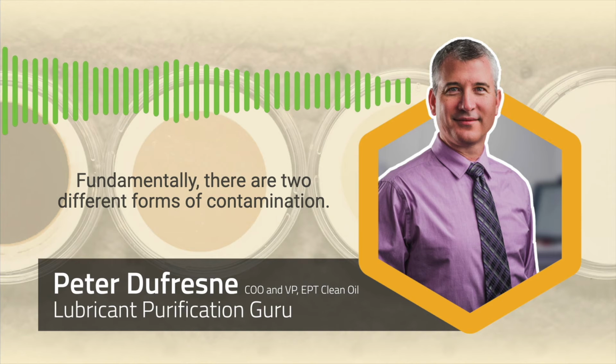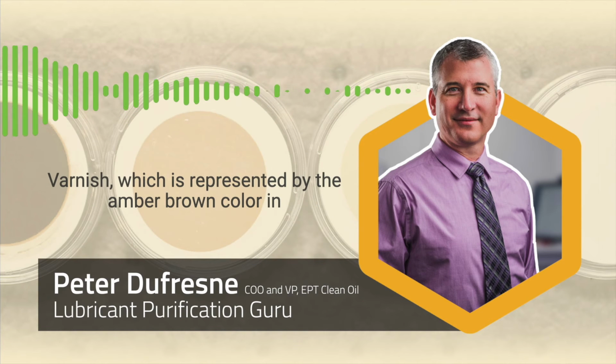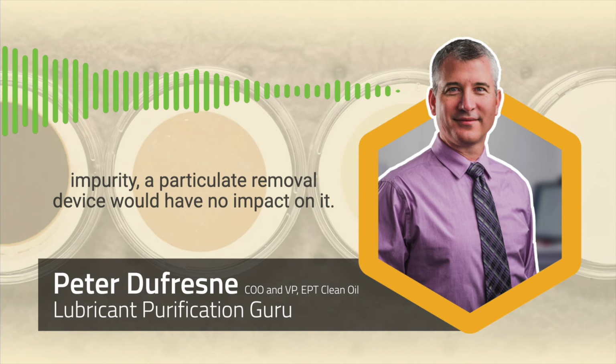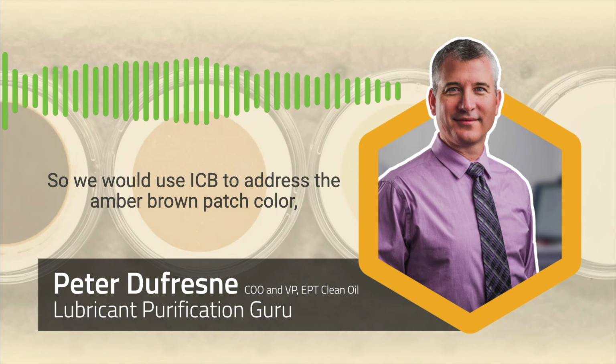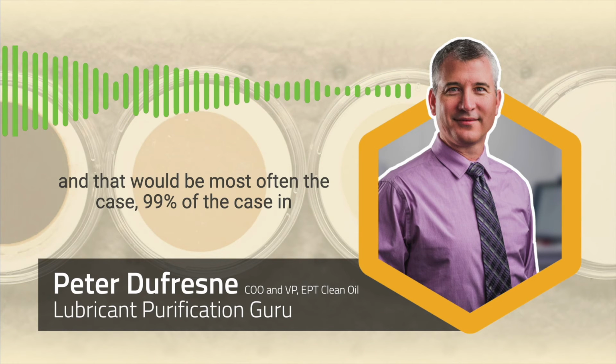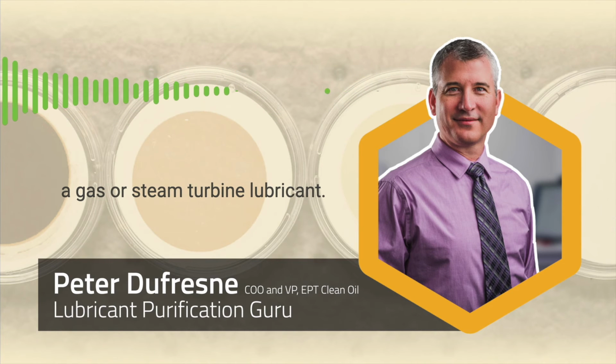Fundamentally, there are 2 different forms of contamination. Varnish, which is represented by the amber-brown color in the patch, is a dissolved impurity. Because it's a dissolved impurity, a particulate removal device would have no impact on it. So we would use ICB to address the amber-brown patch color, and that would be most often the case, 99% of the case, in a gas or steam turbine lubricant.